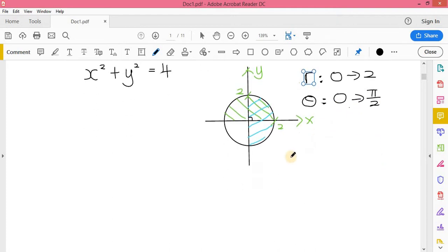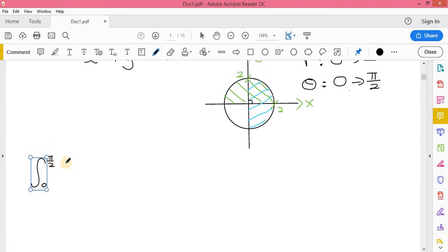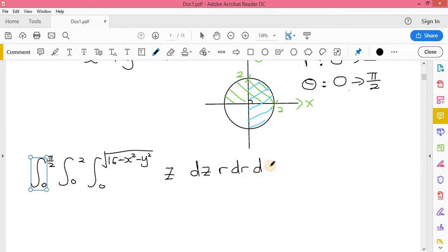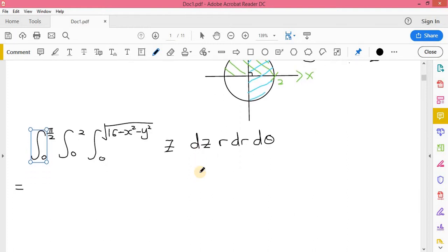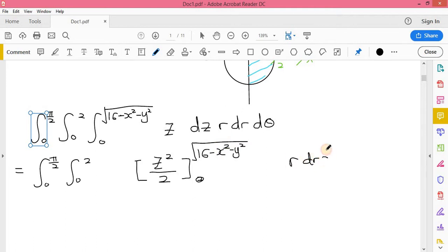Now we put these intervals into our triple integral. So theta from 0 to pi over 2, r from 0 to 2, and for z we leave it as 0 to the square root of 16 minus x squared minus y squared. We just keep it, and we have z dz r dr d theta. So you can start solving these triple integrals. This becomes z squared over 2, with the interval from 0 to the square root of 16 minus x squared minus y squared, and you have r dr d theta.